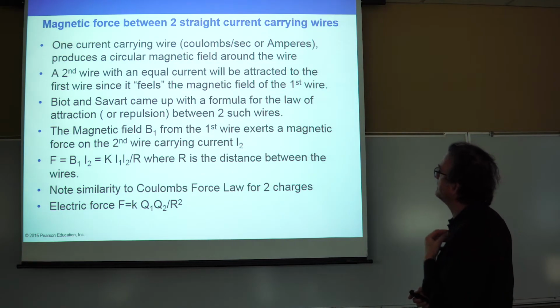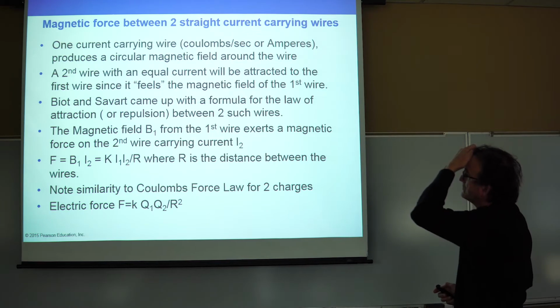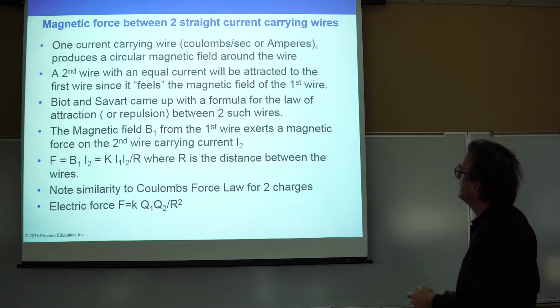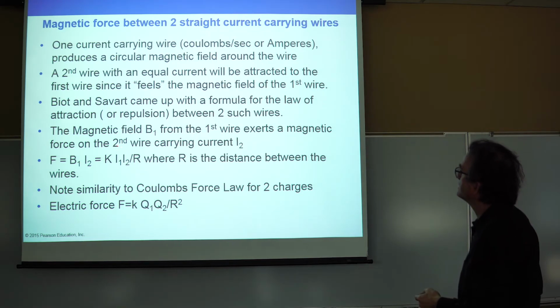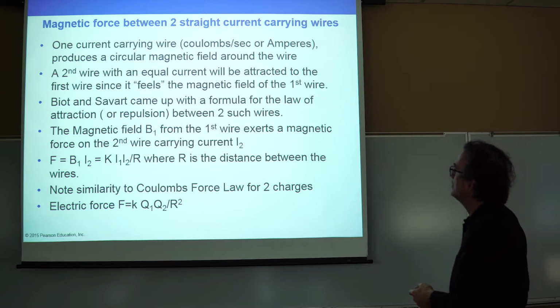And Biot-Savart came up with a formula for the law of attraction between two such wires. Basically what they were able to show was that the force of attraction was given by the product of the currents on each of the wires. Initially I told you the second wire was the same as the first, so I1 is equal to I2, and that can be the case, but as you can see here, it doesn't have to be.